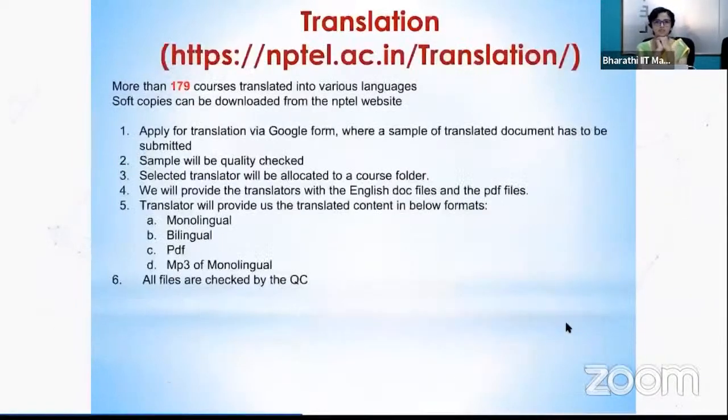Okay. So translation is the next effort. For people who are asking in what languages we offer courses, the faculty teach only in English for now, but the English transcripts, we translate into 8 languages. So we do Tamil, Telugu, Malayalam, Kannada, Hindi, Gujarati, Bengali, and Marathi. So those are the languages that we are translating it into.